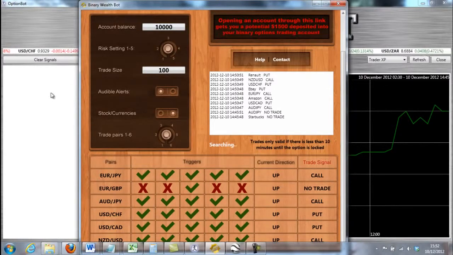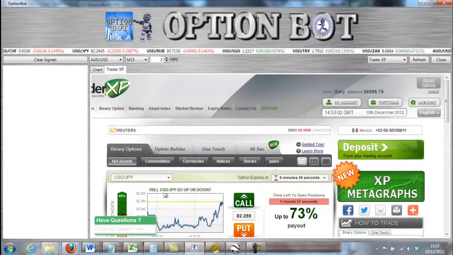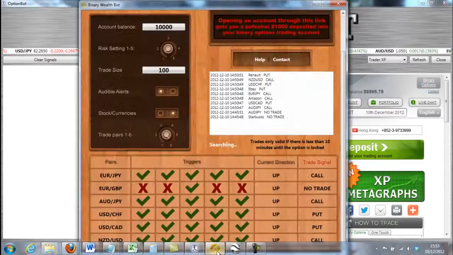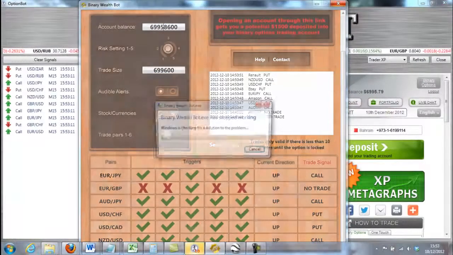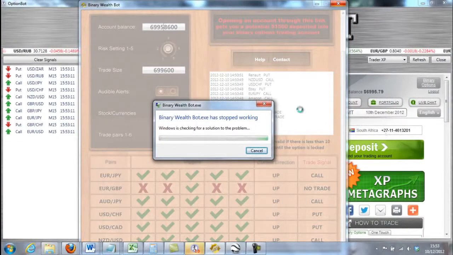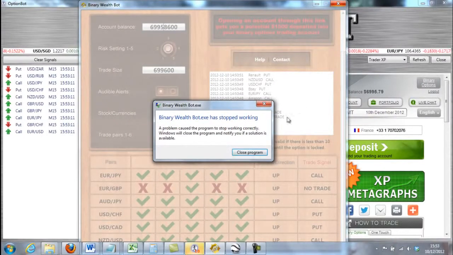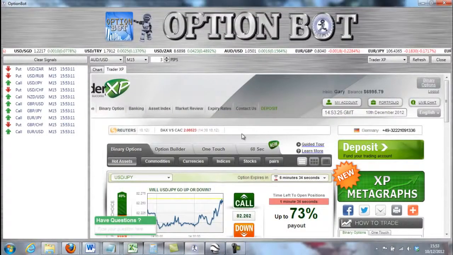So going to the account balance, well, I'm trading within OptionBot, and I'm going to enter my balance. So I've got, let's see what it says. So I've got 6995.79. Oh, and it stopped working. Oh, okay. Well, that's not a really good start. I've had to close the program. Okay, well that kind of rules out them.